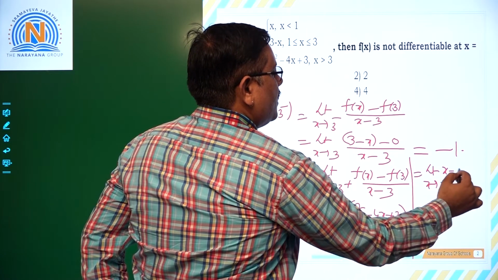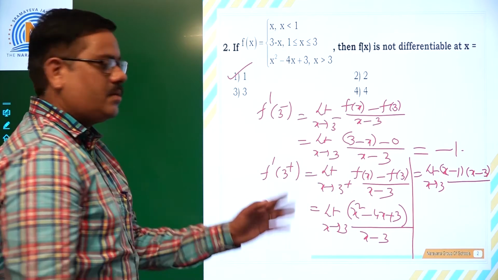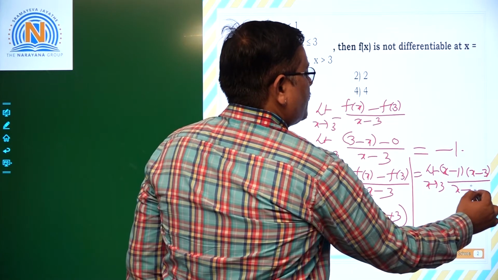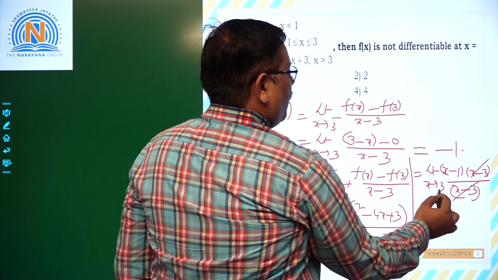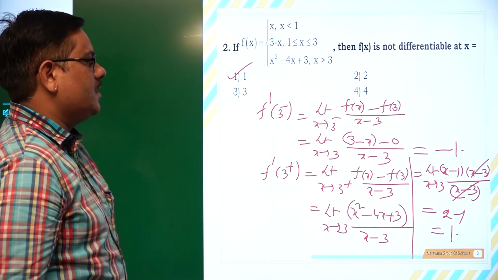I can write it as x minus 1 into x minus 3. Numerator I can split into two factors, x minus 1 and x minus 3, by x minus 3. These two will cancel. Now I write x as 3, I have 2 minus 1, that is 1.